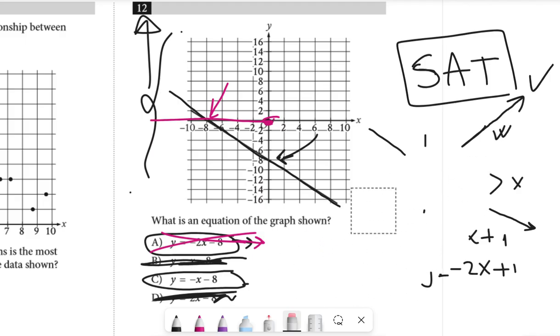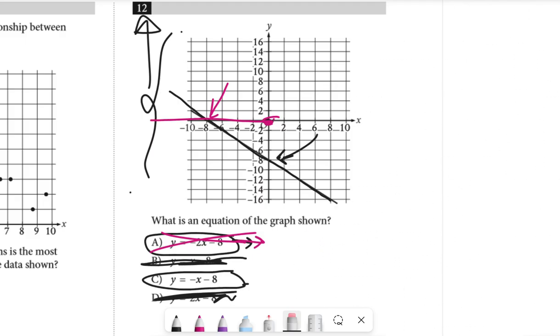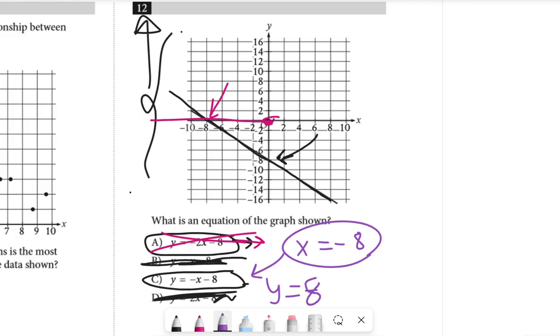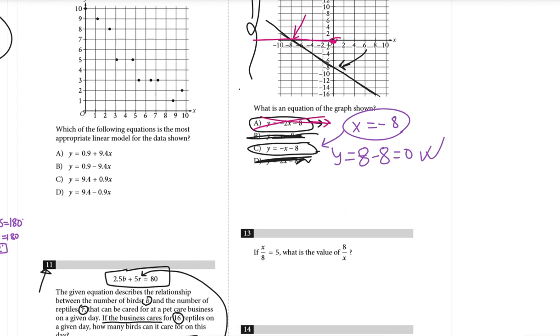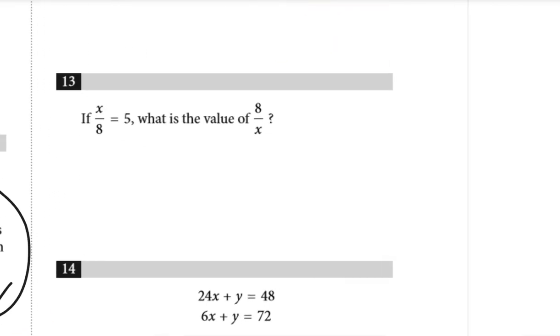Let's prove that C is right. X is equal to negative 8. Let's put it in C. So what do we have then? y is equal to minus 8, which is 8, and then minus 8, which is 0. Excellent. That is what we wanted. All right. Let us move on to the next question.